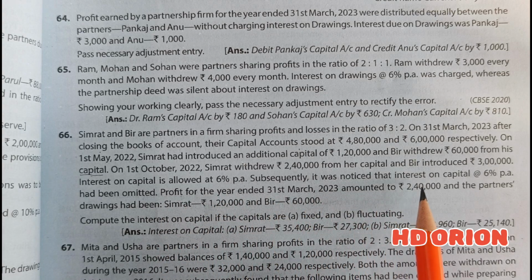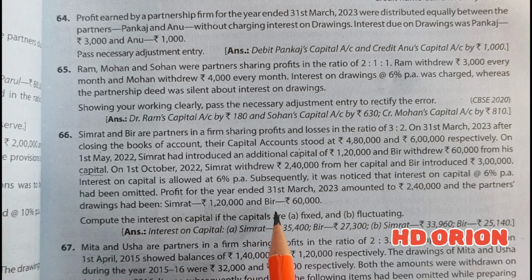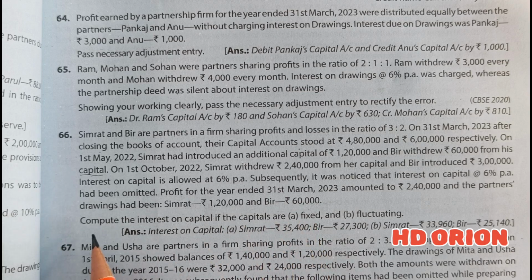Subsequently, it was noticed that interest on capital at the rate of 6% per annum had been omitted. Profit for the year ended 31st March 2023 amounted to rupees 2,40,000, and the partners' drawings had been Simrat rupees 1,20,000 and Beer rupees 60,000. Compute the interest on capital if the capitals are fixed and fluctuating. Now there are two types of drawings discussed in this question.